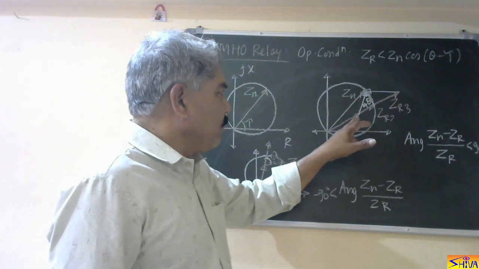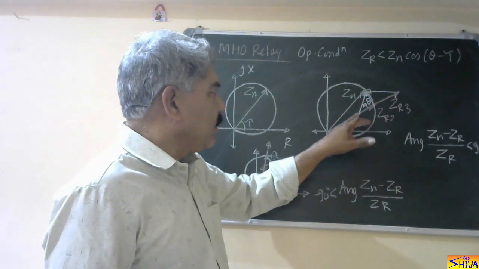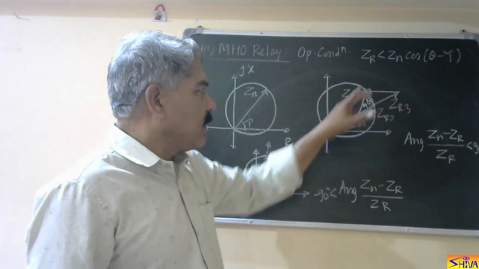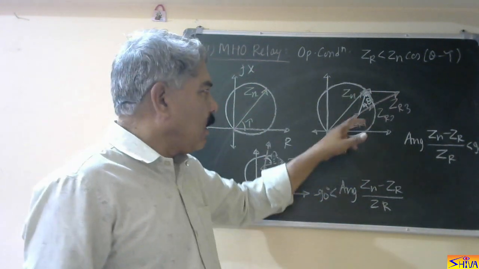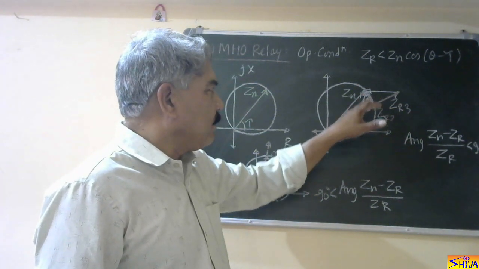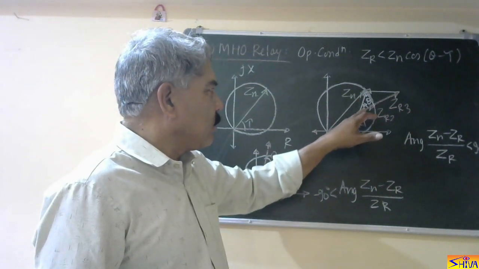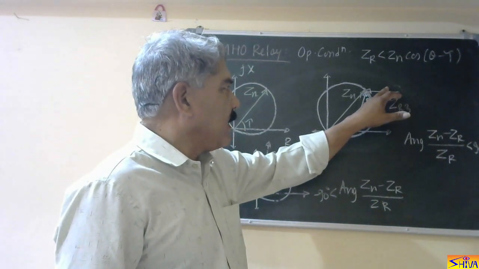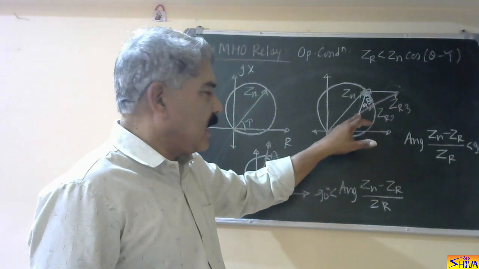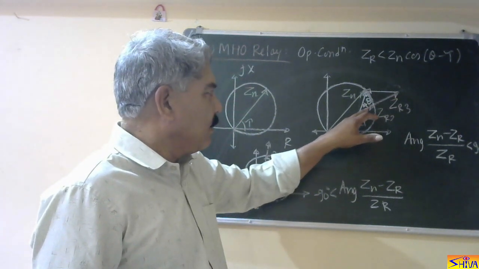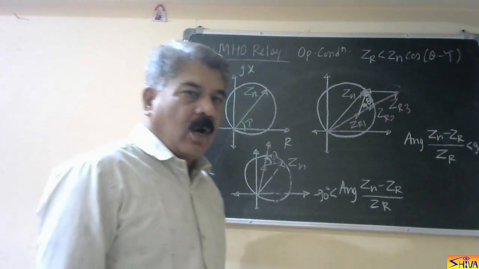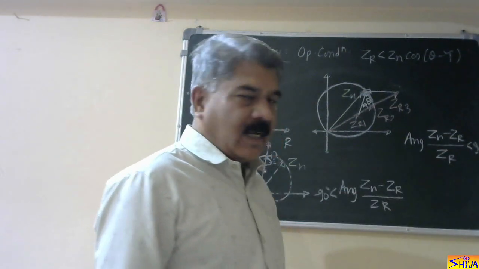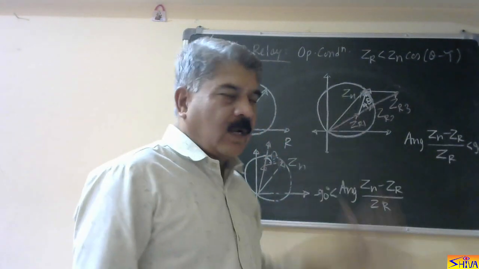Now draw the vector Zn minus Zr. So these are vectors Zn minus Zr1, Zn minus Zr2, Zn minus Zr3. Now measure the angle of this Zn minus Zr vector with respect to the Zr vector. Here this is theta, and it will be 90 degrees. Here if we measure, it will be greater than 90 degrees. For the inside vector, it is less than 90 degrees. So the operating condition will be that the angle of Zn minus Zr with respect to Zr should be less than 90 degrees. This is for the lower half of the circle.